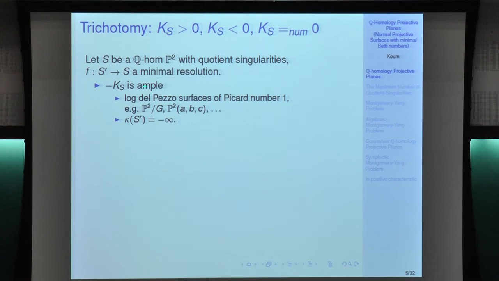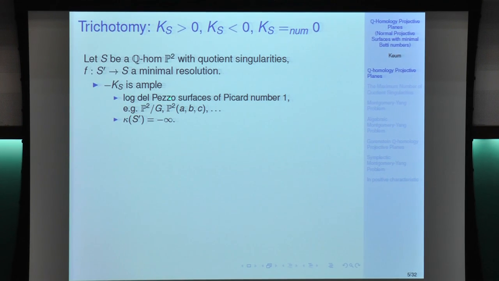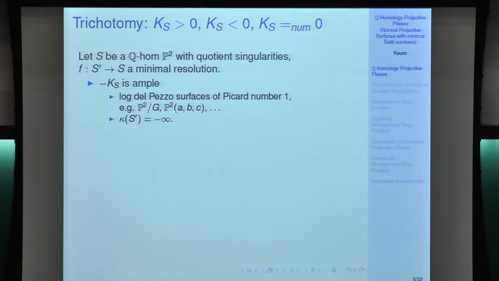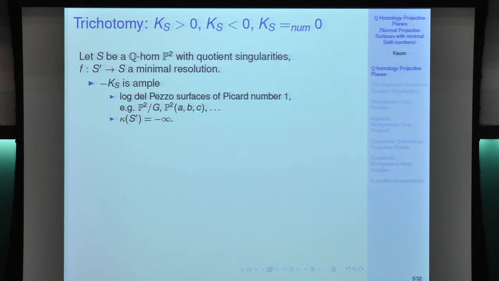If negative ample, this is nothing but log del Pezzo surfaces of Picard number 1. And in this case, there are plenty of examples, all weighted projective planes, and any quotient of P2 by a finite group. In this case, the minimal resolution has Kodaira dimension negative infinity. So this is a rational surface.